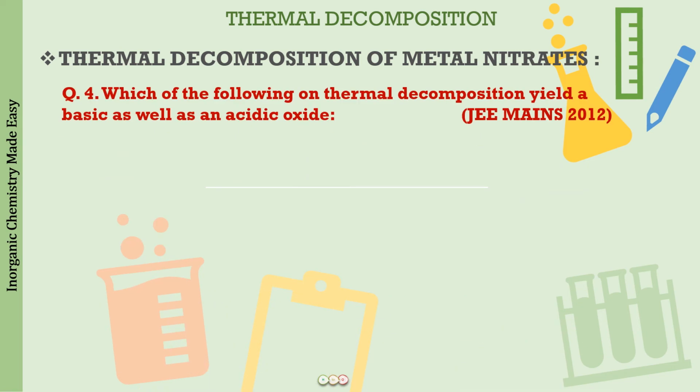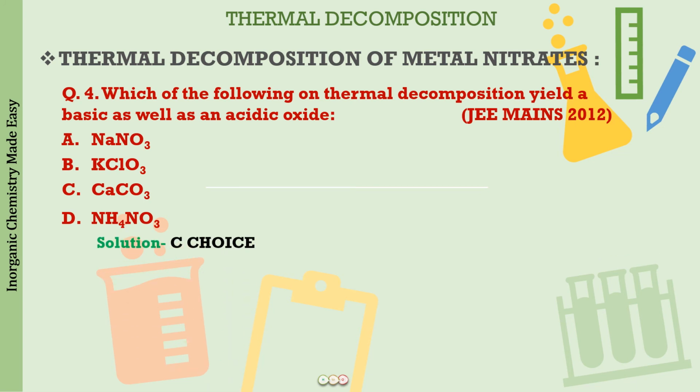Next, let us look at another question. Yes, this is the one where we started with. So this is what I am building up with my lectures. Which of the following on thermal decomposition yields a basic as well as an acidic oxide? Sodium nitrate, potassium chlorate, calcium carbonate and ammonium nitrate. And the correct option is C choice, calcium carbonate.